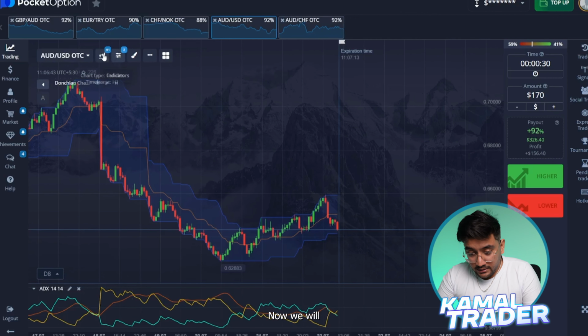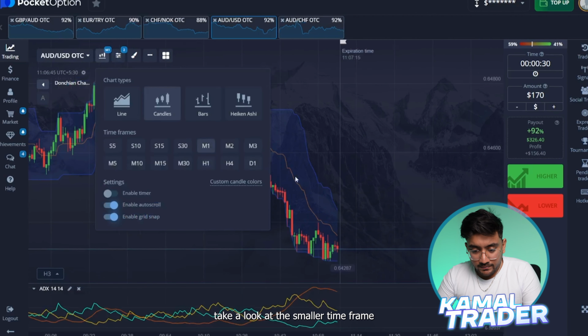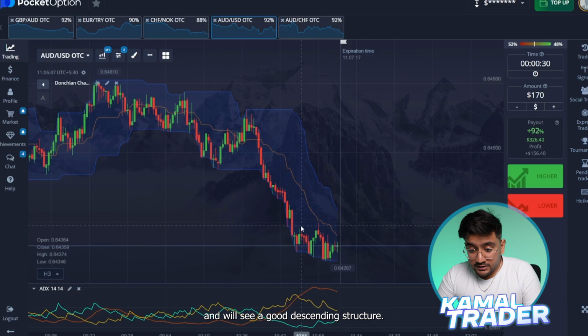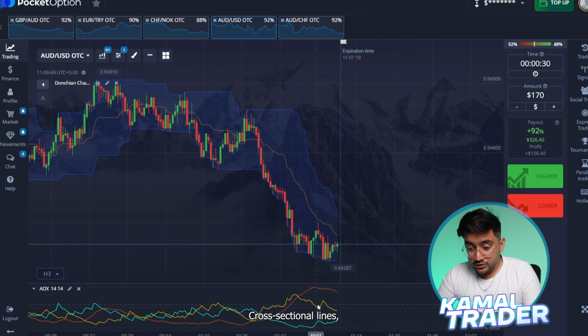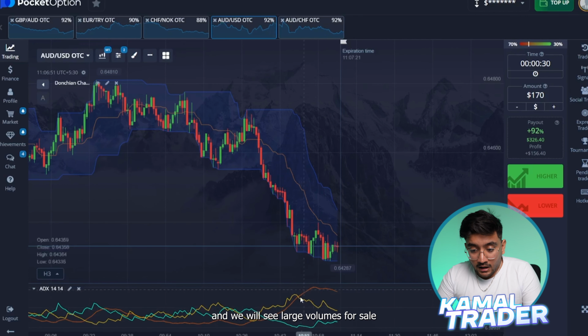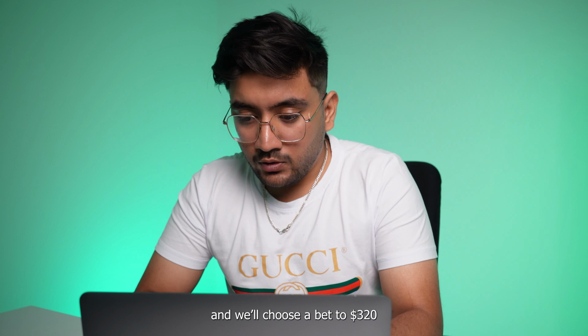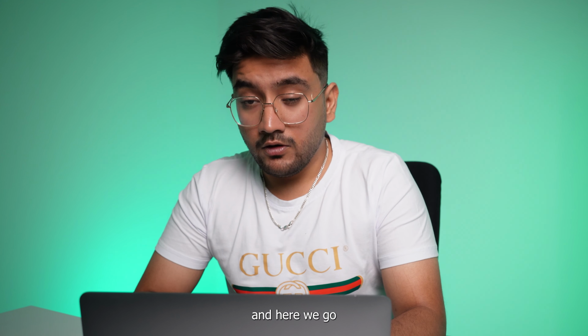Now we'll take a look at the smaller time frame, and we'll see a good descending structure, cross-sectional lines, and we'll see large volumes for sale. And now in the same way, accordingly, we'll make a good move, and we'll choose a bet of $320, and here we go.